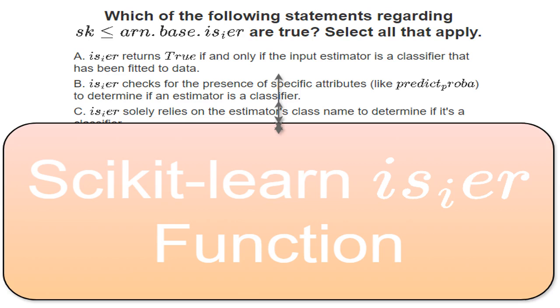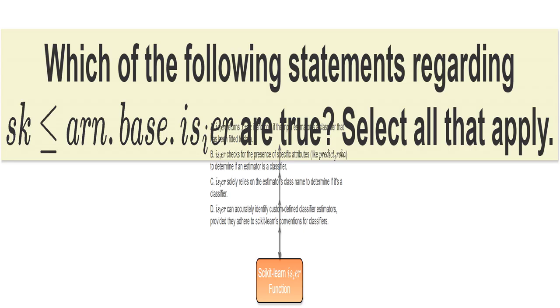is_classifier function. I'm going to explain what the scikit-learn is_classifier function does. It's a tool we use to figure out if a machine learning model is a classifier, meaning it predicts categories or classes, like spam or not spam. I'll explain how it works. This is the question. We need to determine which statements are correct about is_classifier. Let's dive into each statement to find the right ones.